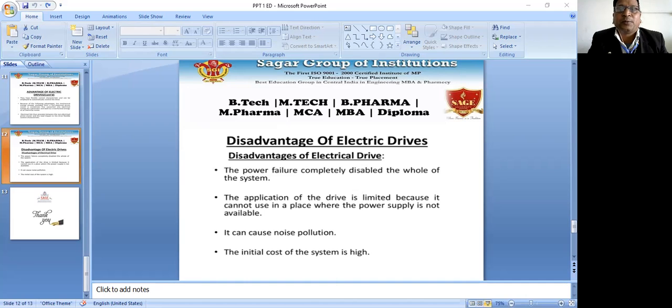And parts of electric drives. This is the block diagram representing the parts of electric drives. First is the source, and second the power modulator, then motor, load, sensing unit, and control unit. So these are the 6 parts of the electric drives.